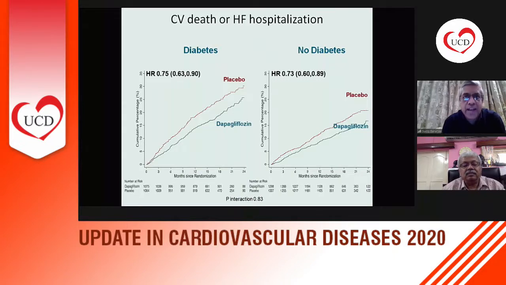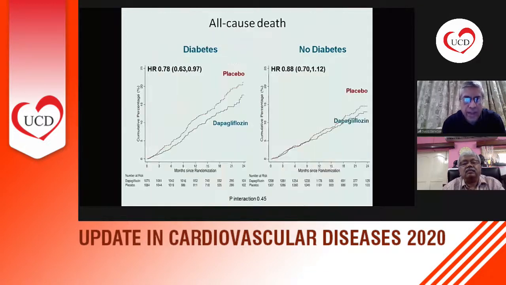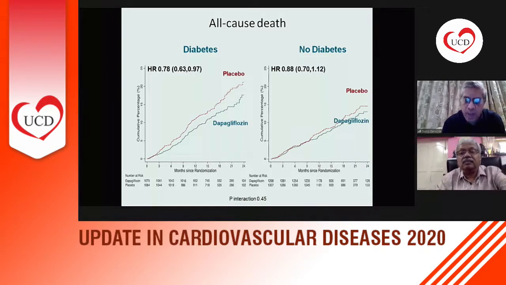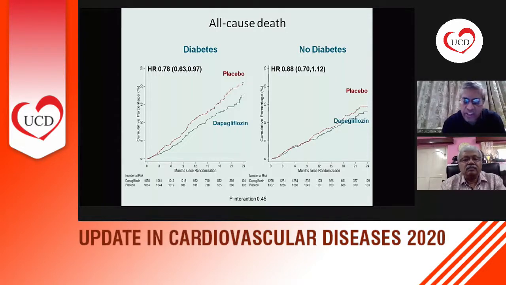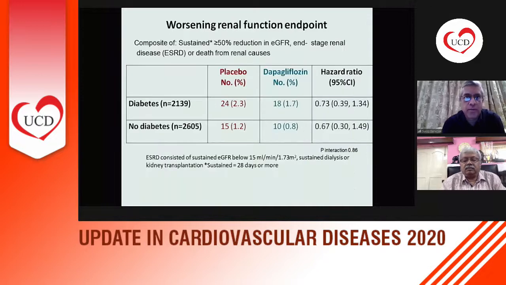Now, cardiovascular death or heart failure hospitalization, total heart failure hospitalization, cardiovascular death, and all-cause death were all significantly reduced with dapagliflozin compared to placebo, both in patients with and without diabetes, and the results were similar. And when it comes to improvement of symptoms, dapagliflozin was better than placebo so far as the KCCQ score is concerned, and it was again similar in both subgroups. Dapagliflozin also caused less worsening of renal function compared to placebo. Again, there was no subgroup difference between diabetes and non-diabetes.